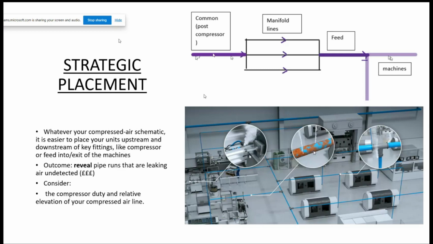And just to reiterate, compressor downstream feeds into and out of the machine, to see what's going on with that machine, what's going on with the compressed air. So where is it going undetected? That's where it is. Things to consider are obviously your compressor duty and the topology or relative elevation of your compressed air line. But again, SICK and Underwoods can work with you to help you plan that as well, if you'd like guidance. So we're going to look at costings next.